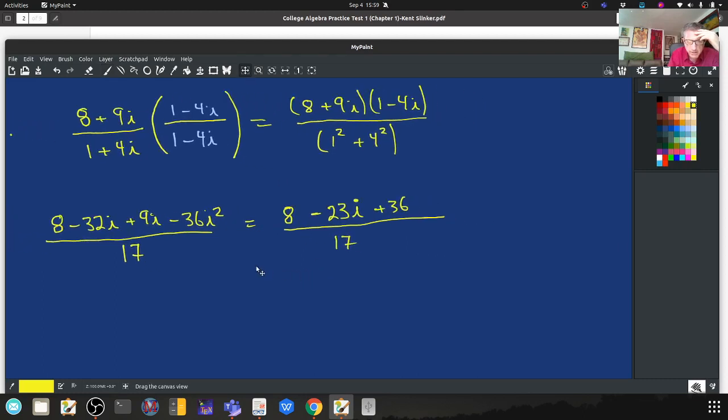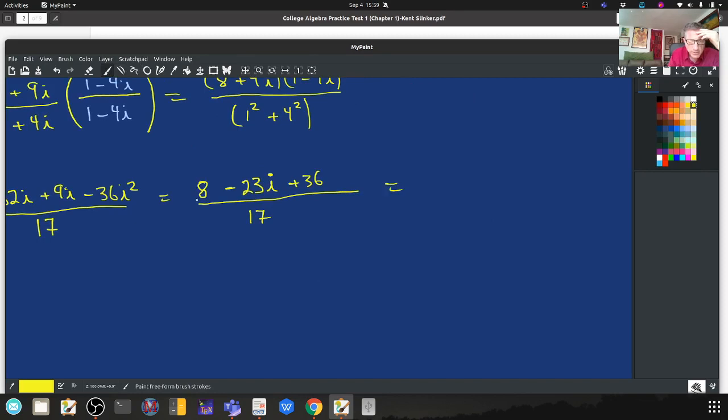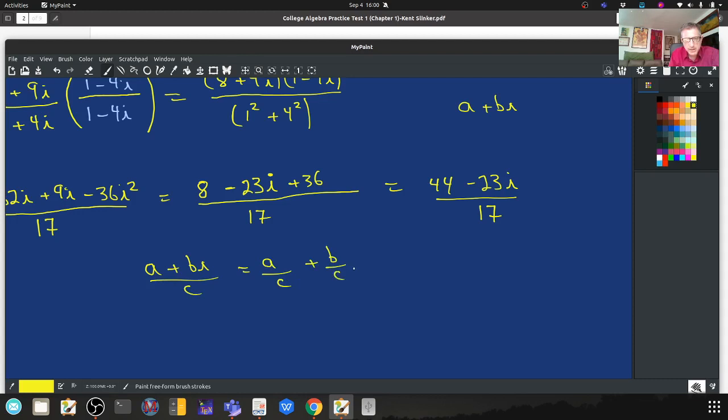Now we're almost there. So 8 plus 36 is 44 minus 23i, and that's going to be over 17. We want this in the form a plus bi, so we just use the same trick. A plus bi divided by c is equal to a divided by c plus b divided by c times i. So this would be written as 44 divided by 17 minus 23 divided by 17 times i.